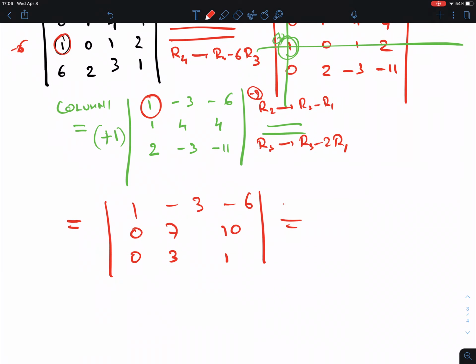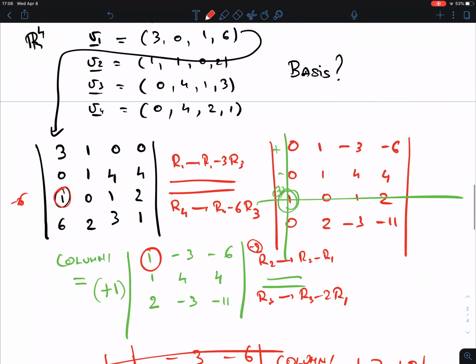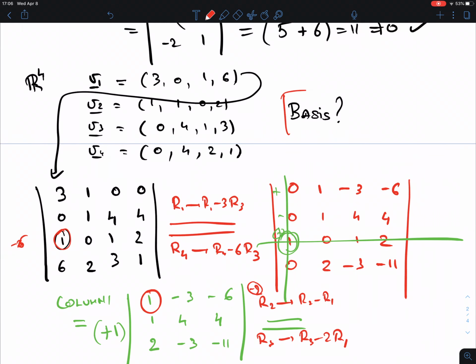And again, expansion along column 1. This means it's all 1, so there's nothing left. So what is left is 7, 10, 3, 1. That is 7 minus 30, that's minus 23, which is non-zero. So yes, that was a basis. Okay.